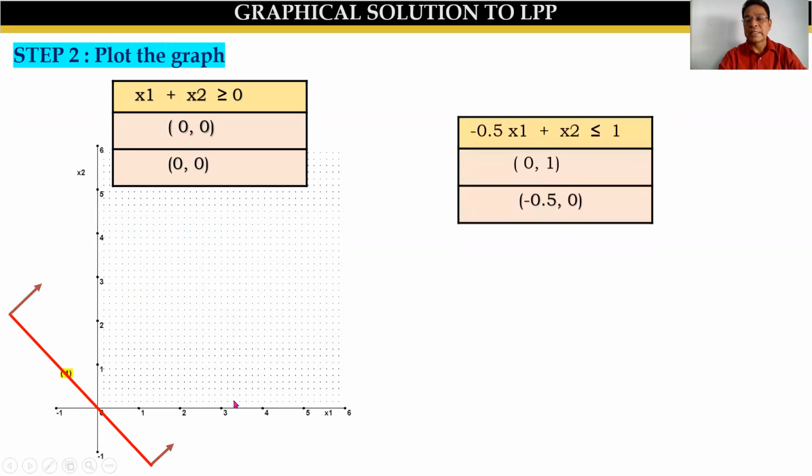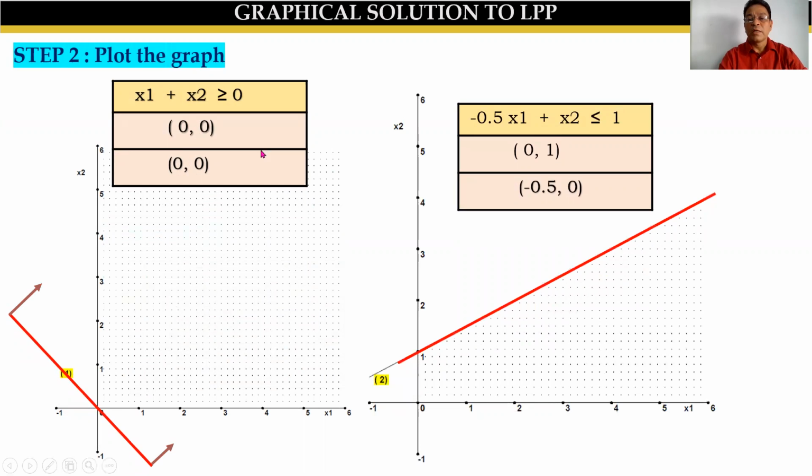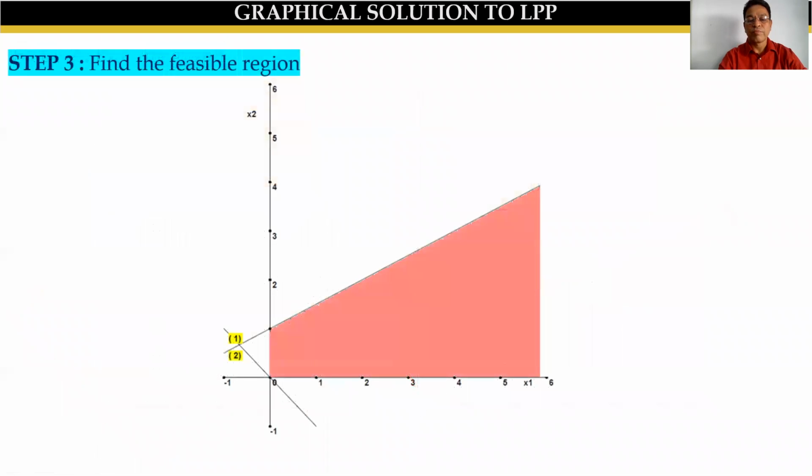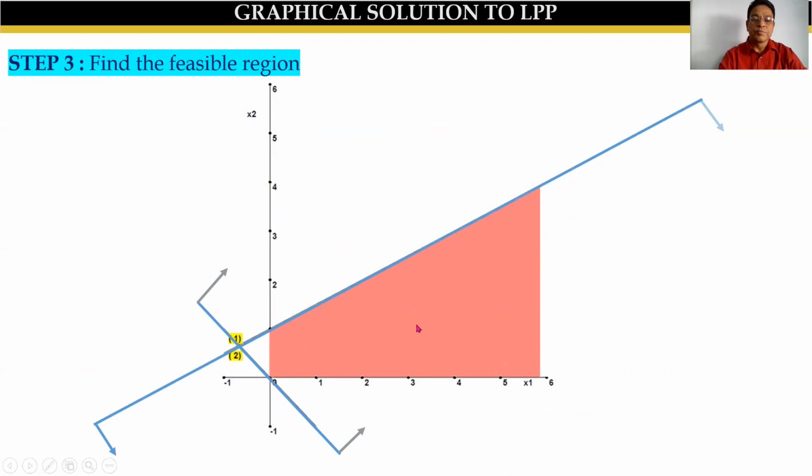Then the second constraint says that 0.5 x1 plus x2 should be less than or equal to 1. So this should be the region. If we merge the first and second constraints, then we get this region. The first constraint says that the region should be this entire region, and the second constraint says that the region should be this entire region. Now if you see here, we can increase the value of any one variable, and still this will not be violated.